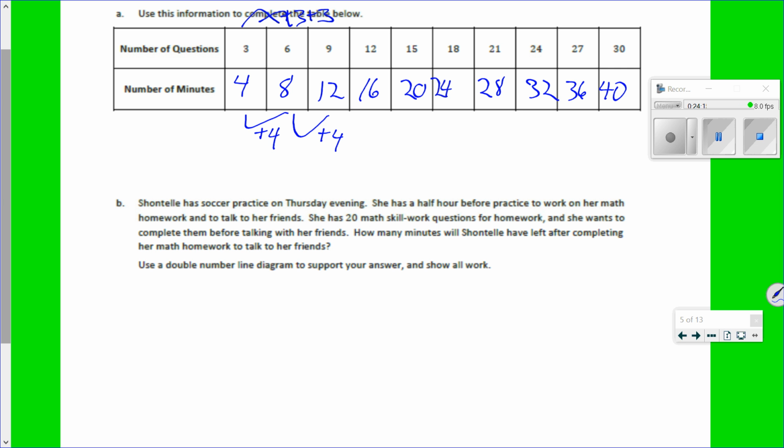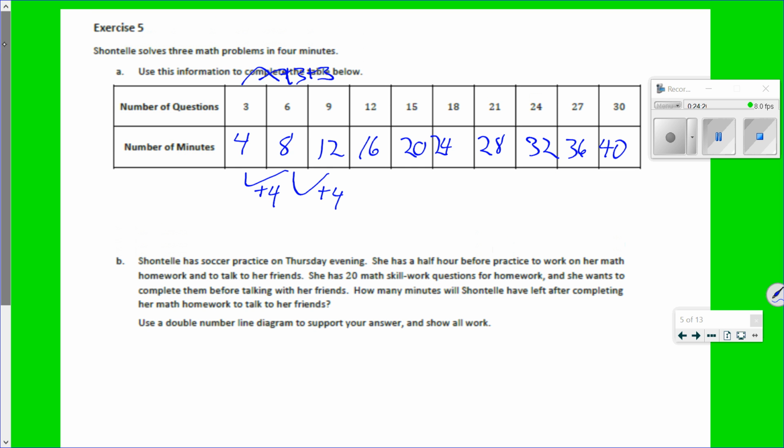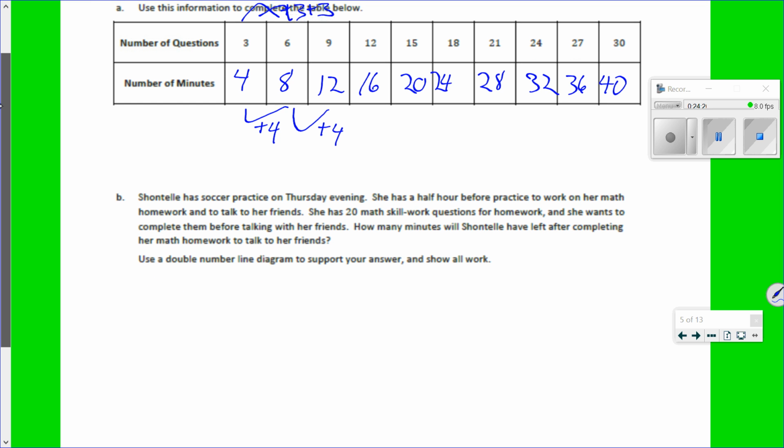How did you get the 4? So it says it right here. She solves 3 math problems in 4 minutes. Okay, they're not always gonna give you numbers. They'll spell them out. So you have to make sure that you guys pay attention to that.